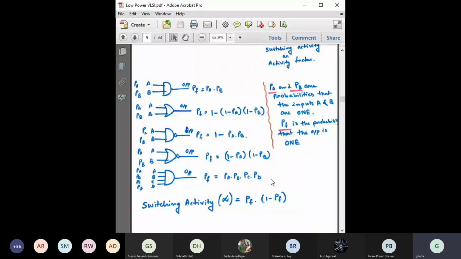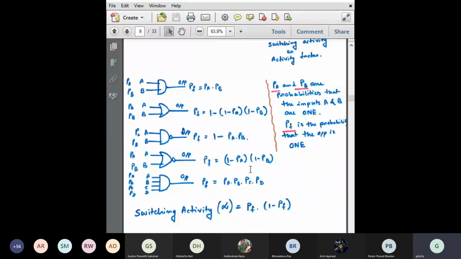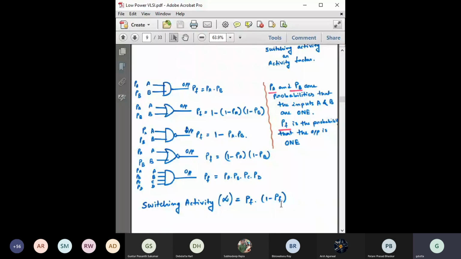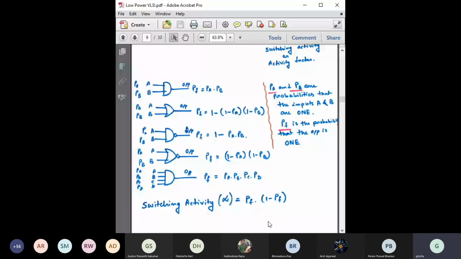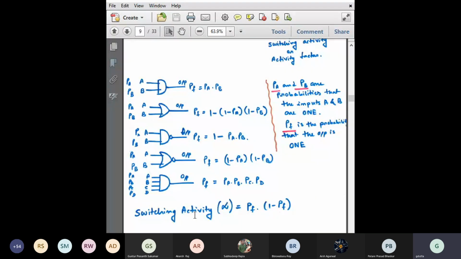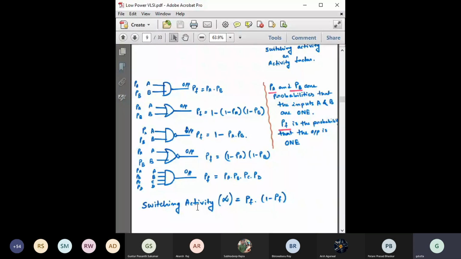Now what do we mean by switching activity? Switching activity is when the output is changing from 0 to 1. What is the probability that the output is 0? It is 1 minus PF. What is the probability that the output would be 1? It is PF. If you multiply these two, that gives the transition probability or the switching probability, because only during switching will the power be dissipated. Right now we are considering the switching power dissipation. I hope this part is clear to you.